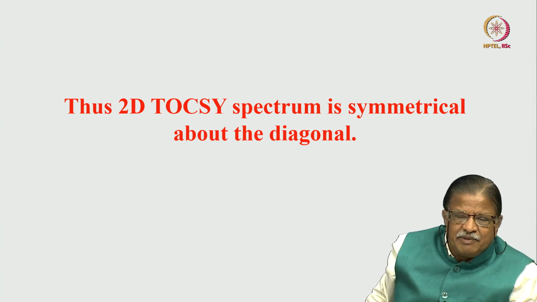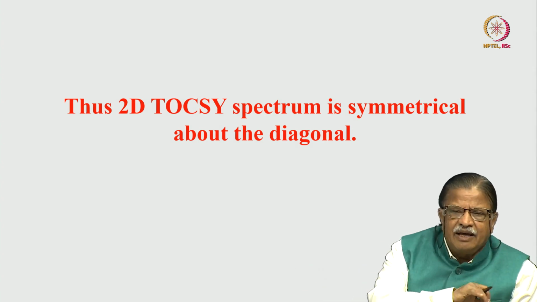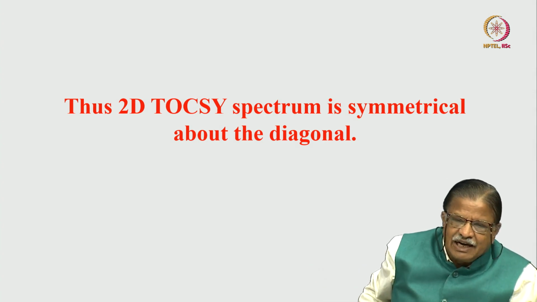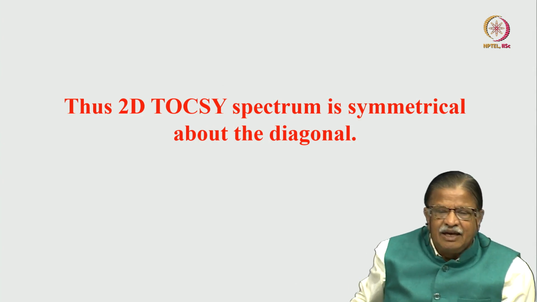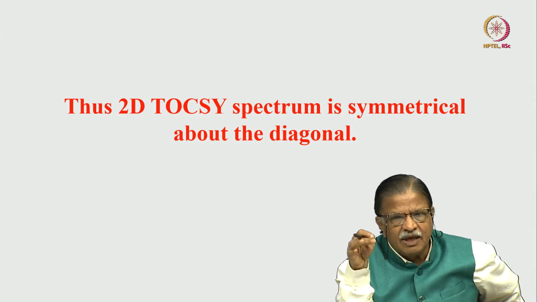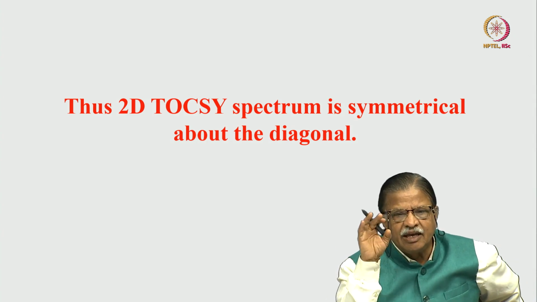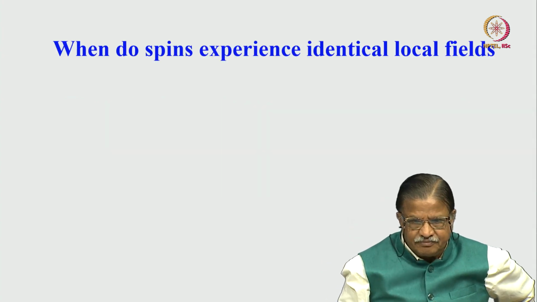But if A is given to B, it means B is also given to A. Similarly, A gives to B, B gives to C, and again it comes back to A. So whenever you see the correlation, it is always symmetrical about the diagonal. Similar to COSY, the TOCSY spectrum is also symmetrical about the diagonal. That is what you should understand.